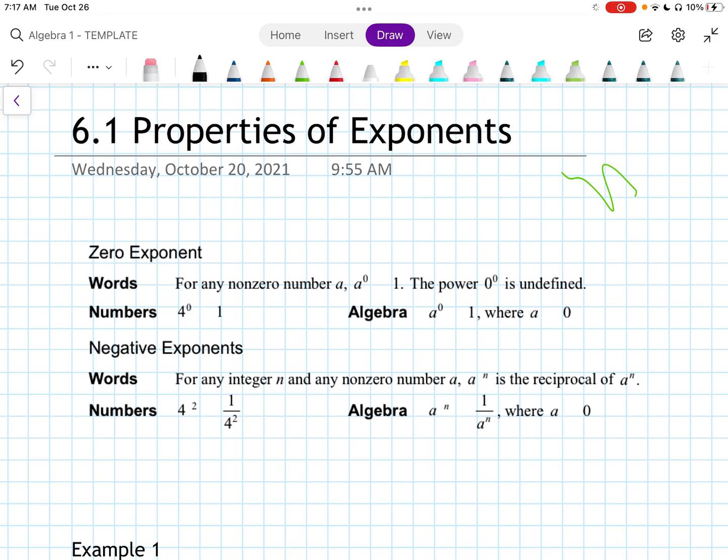So in words, it says for any non-zero number a, a to the 0 equals 1. The power 0 to the 0 is undefined, so you can't have 0 to the 0. With numbers, that would be 4 to the 0 is 1. Algebra would be a to the 0 is 1, where a does not equal 0. The good thing to know here is 4 to the 0 is 1, or a to the 0 is 1. Anything that's not 0 to the power of 0 is 1.